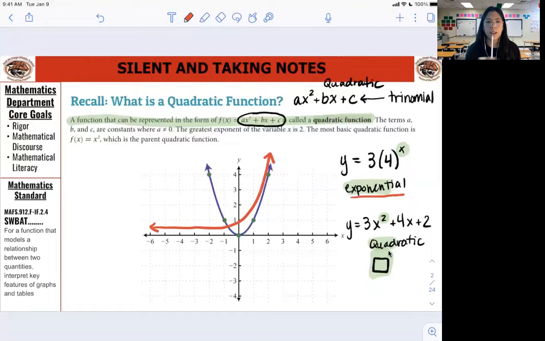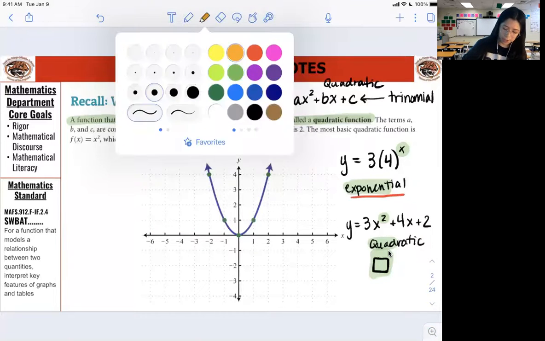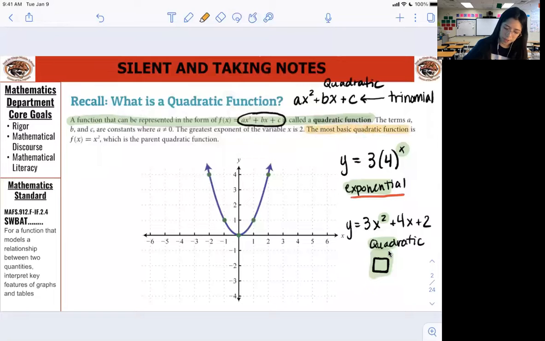All right. Any remaining questions about the difference between exponential functions and quadratic functions? Cool. Alrighty. And the one other thing that we highlighted yesterday is this part right here. So the most basic quadratic function is f of x equals x squared. And so that is my parent function. F of x equals x squared.